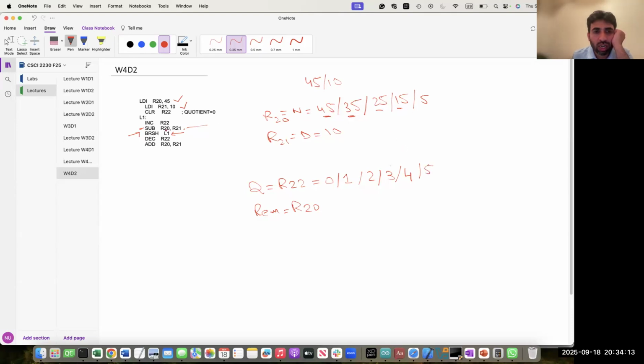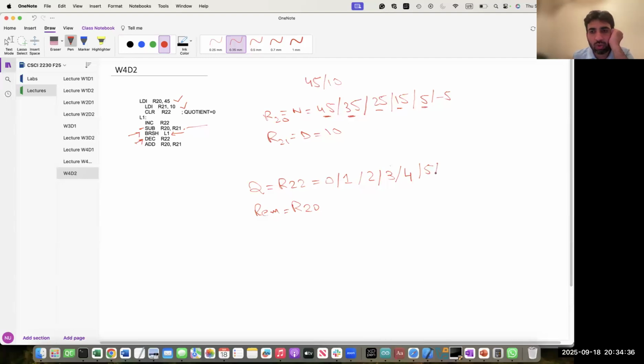And then we subtract 10 from 5, so it becomes minus 5. And now we are saying is 5 same or higher than 10? No, it is not same or higher, it is lower. So the branch is not taken, the loop is broken, and we come to the next instruction, which is decrement R22.